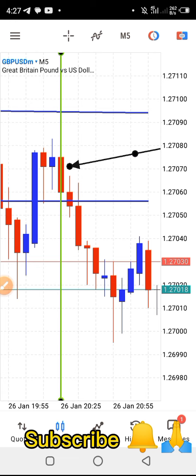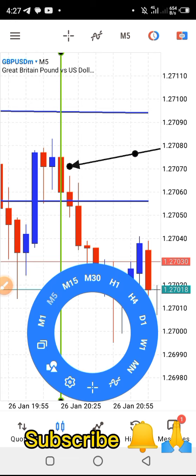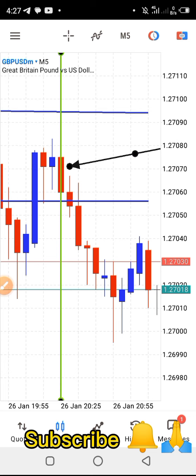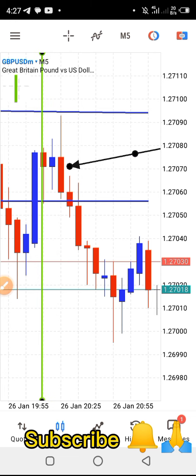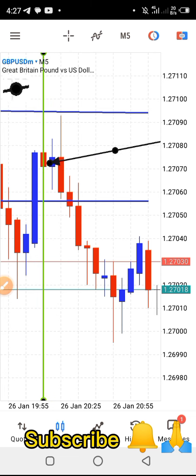So let's go to the 5 minutes time frame and see what's happening. Oh, sorry, this is already 5 minutes. Let me shift it to where it was before. Where it was before is correct, but it was confusing because I was thinking it's the 15 minutes time frame. Let me switch to 15.